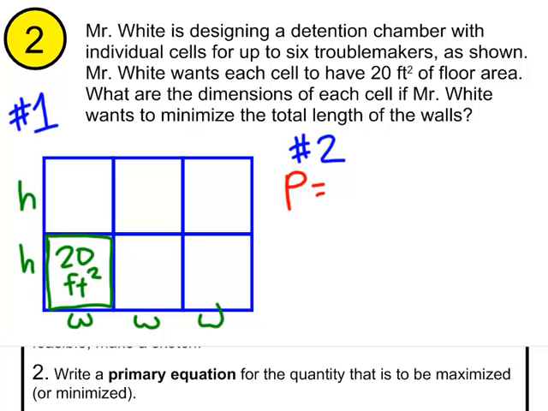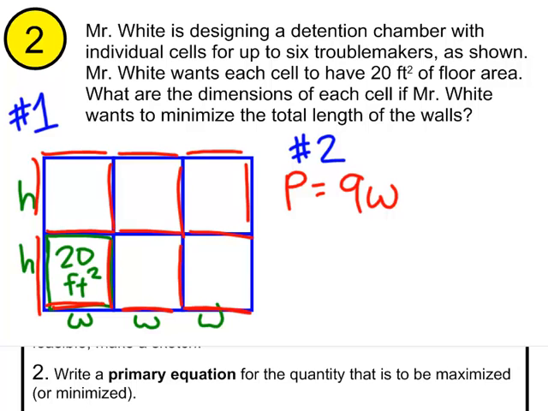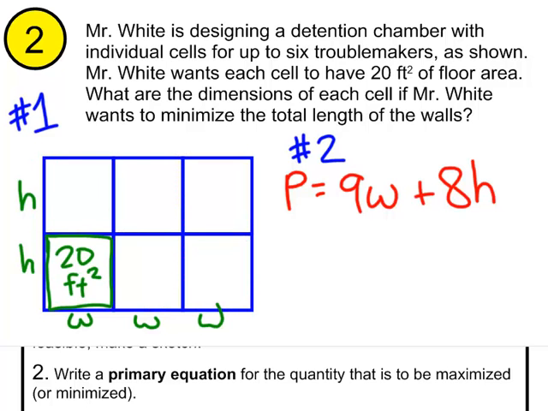So let's ask ourselves, how many little wall segments of length W do I have? Well, there's clearly 1, 2, 3 here, 4, 5, 6, 7, 8, 9, right? So we have 9 of length W, and then 1, 2, 3, 4, 5, 6, 7, 8 of length H. Add them together, and that gives me this total wall length. So that was step 2. That's the quantity that we want to minimize in this case.